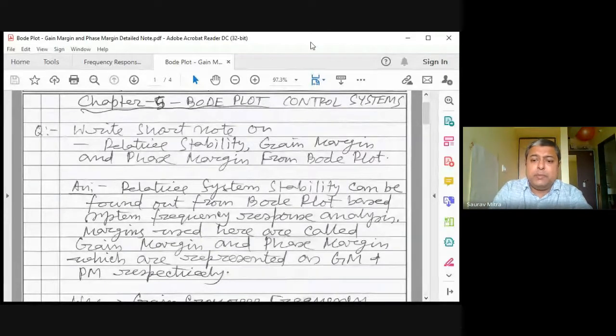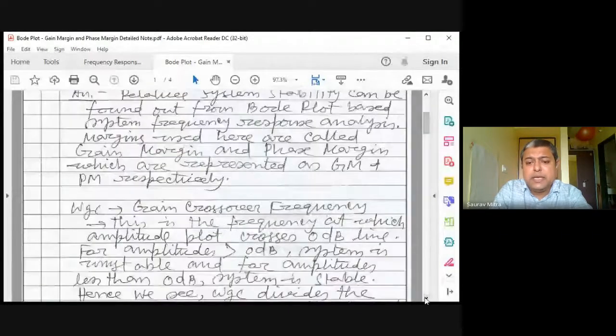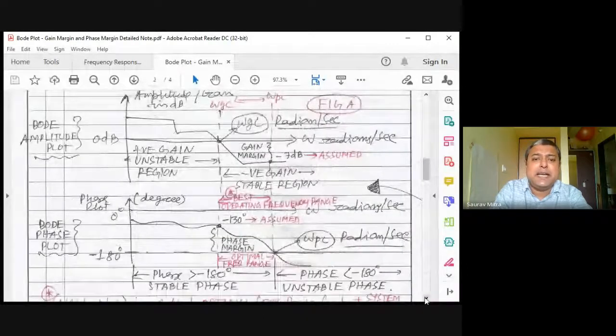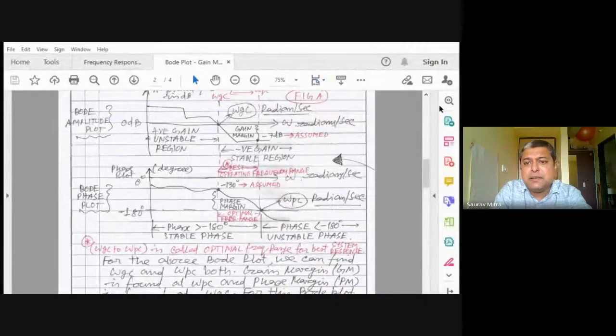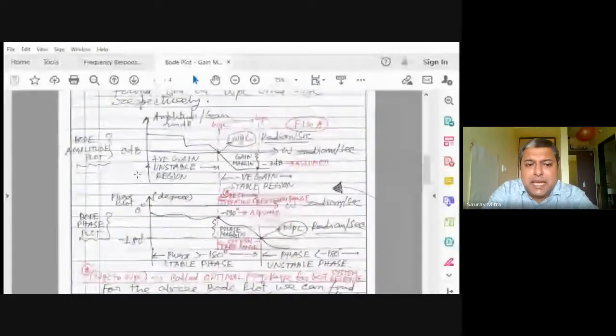In this Bode plot, we are plotting first. How to plot, I will show you. Here we are actually plotting the gain margin and phase margin. This is a very important diagram, and exactly this diagram you have to reproduce in the exam, and you have to explain many things. Okay, so this diagram is seen.